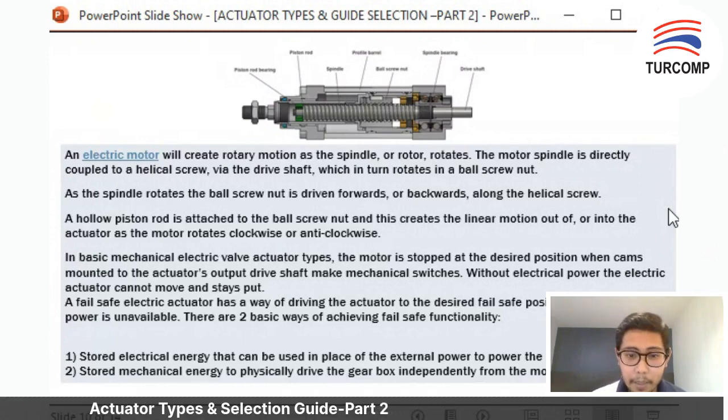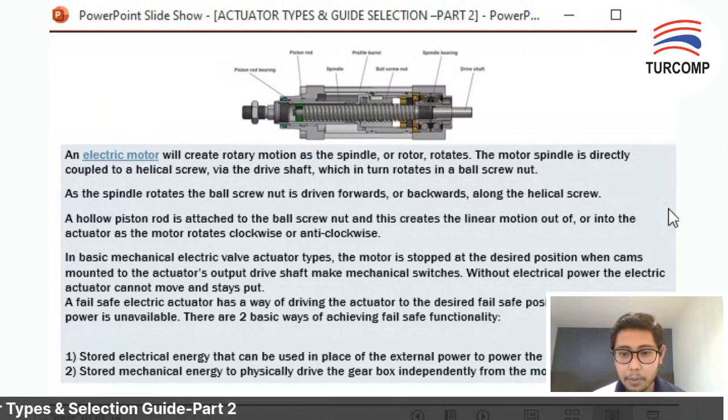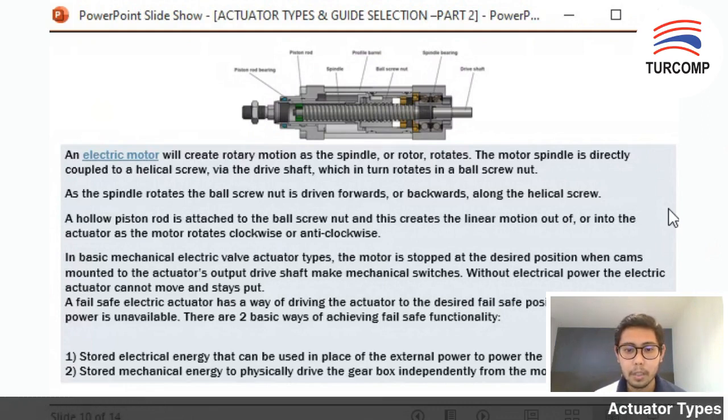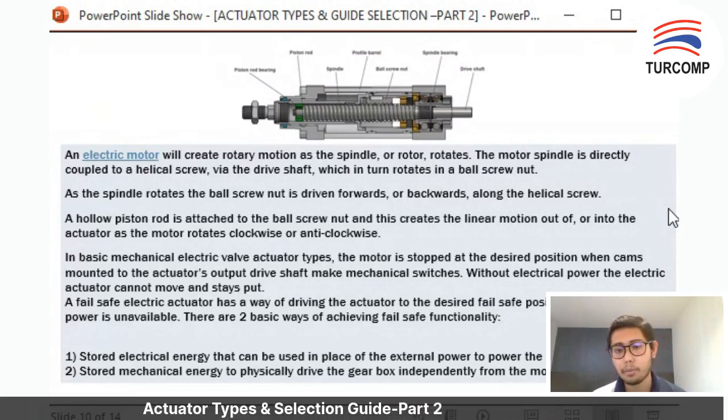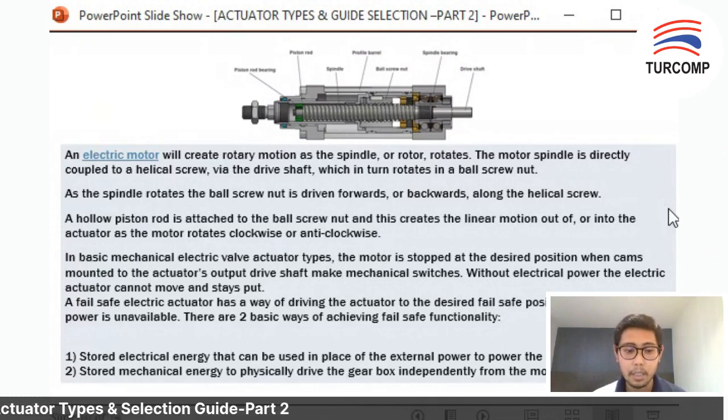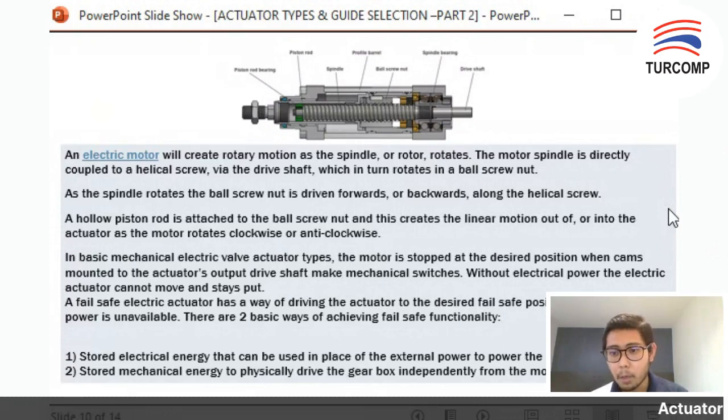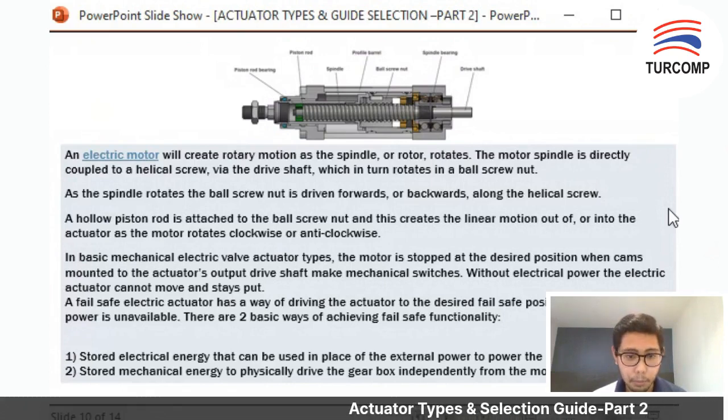Okay, see, in basic mechanical electric valve actuator types, the motor is stopped at the desired position when cams mounted to the actuator output drive shaft make the mechanical switch. So there is no fail-safe mode for electric actuator, but we could have another way. Without electrical power, the electric actuator cannot move and will stay put.